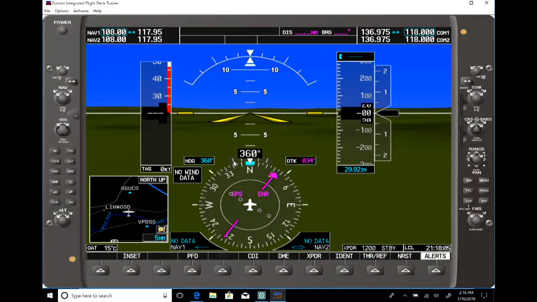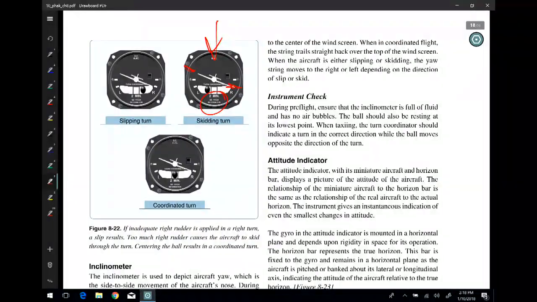So this will tell you half standard rate turn here at the little small tick mark. This will be standard rate turn, okay? So that's one of the things that a turn coordinator can do. Now let's look at the inclinometer. The inclinometer, or the shorthand for the inclinometer, happens to be the ball.